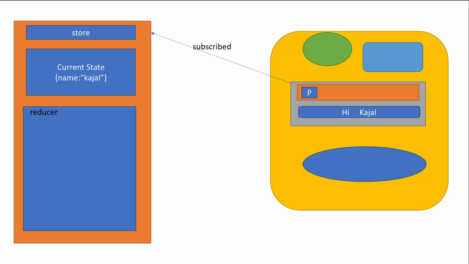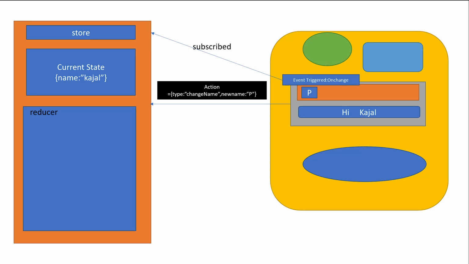Now we have typed P inside this input box. This will trigger an on change event. Once the event is triggered, we want to update the same inside our store. So we prepared an action object with a property type. This type basically specifies what kind of action is requested, and how it is going to be processed by the reducer.